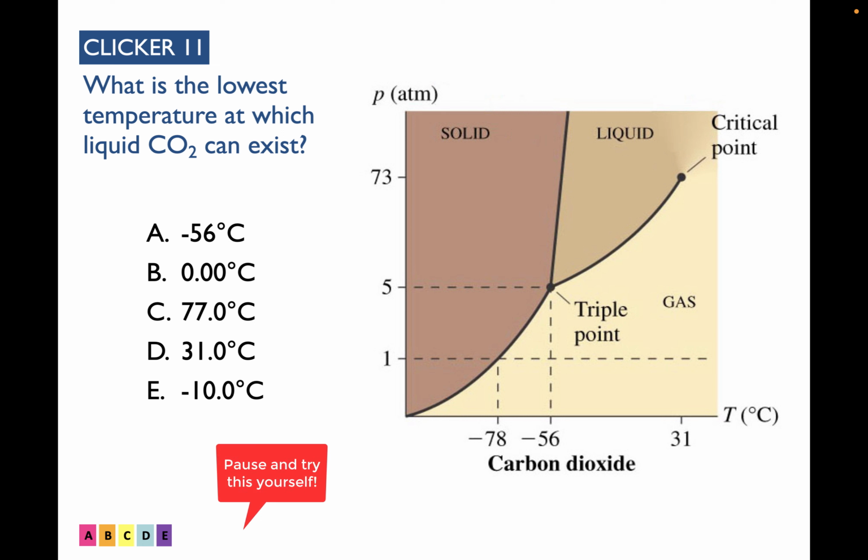Okay, so this is the next one. What's the lowest temperature at which liquid carbon dioxide can exist? So try this out. Okay, and that's going to be -56 degrees Celsius because remember, liquid CO2, the lowest possible temperature in that area happens to lie at -56. So that's also at the triple point going the other way.